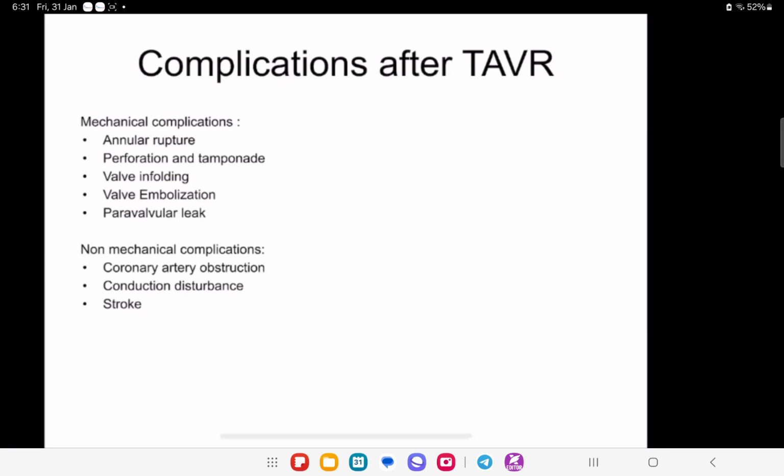Complications after TAVR: mechanical complications and non-mechanical complications. Mechanical complications include annular rupture, perforation and tamponade, valve infolding, valve embolization, and paravalvular leak. The non-mechanical complications include coronary artery obstruction, conduction disturbances, and stroke.